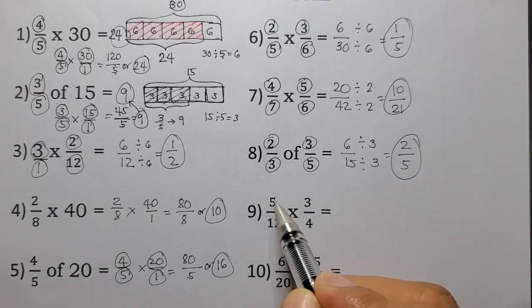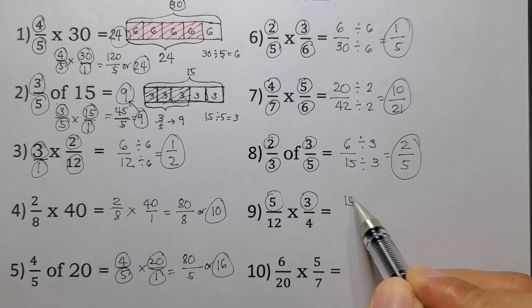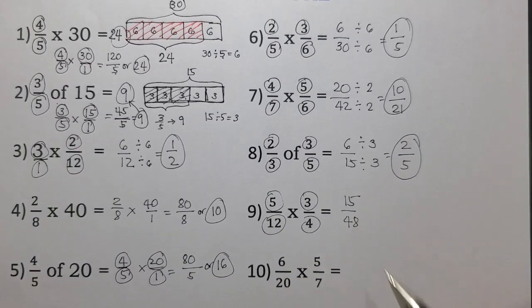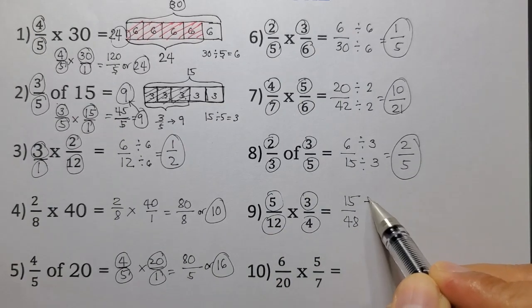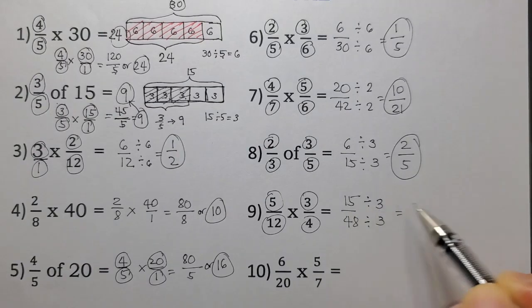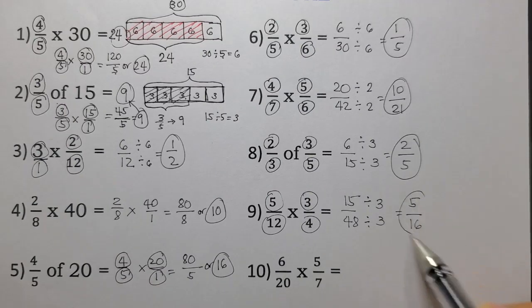Next one, 5 twelfths times 3/4. 5 times 3 is equal to 15. And 12 times 4 is equal to 48. Both numbers, I believe, are divisible by 3. So 15 divided by 3 is 5. 48 divided by 3 is 16. So the correct answer is 5/16.